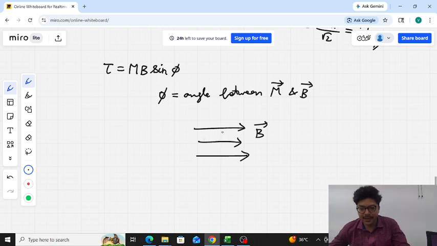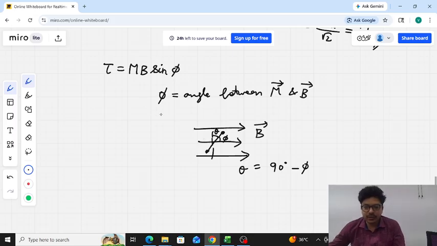Now there is a magnetic dipole. The angle between the two vectors, this angle is phi, and this angle is theta. So theta is equal to 90 minus phi. So they are asking when the torque will be maximum.